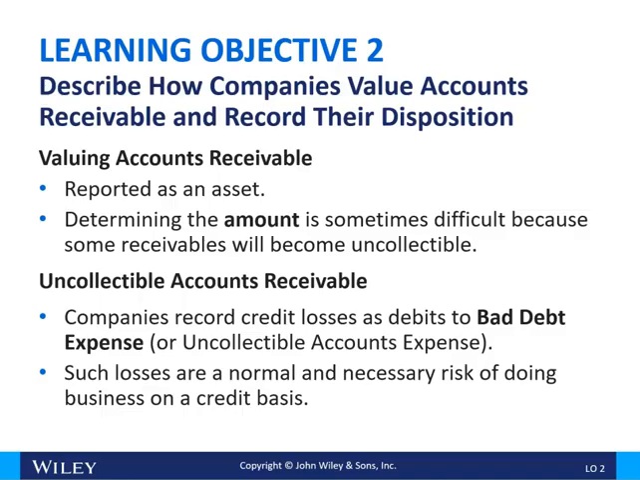We're going to introduce a couple of new accounts here, uncollectible accounts receivable. We record a credit loss as a debit to bad debt expense. It also could be called uncollectible accounts expense, but it's an expense account, shows up on the income statement, and it records our credit losses. These losses are normal and necessary risk of doing business on a credit basis.